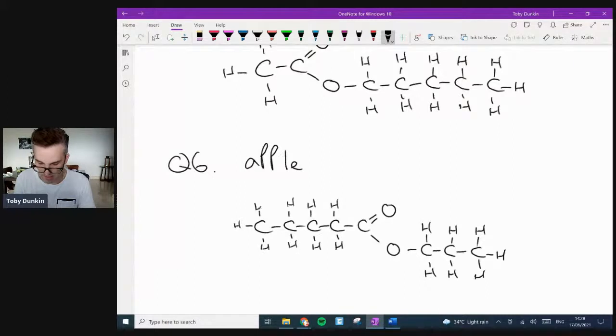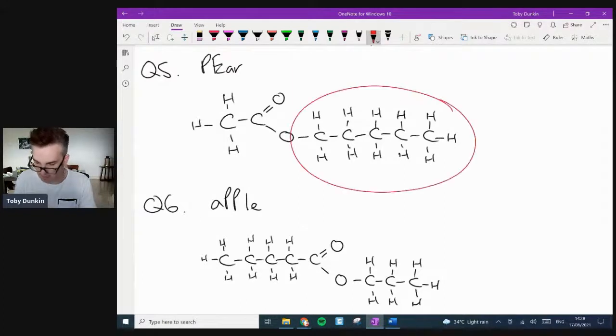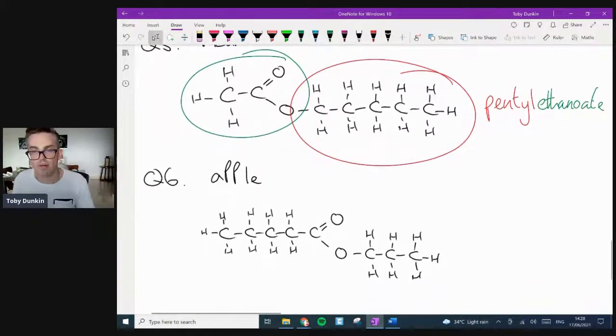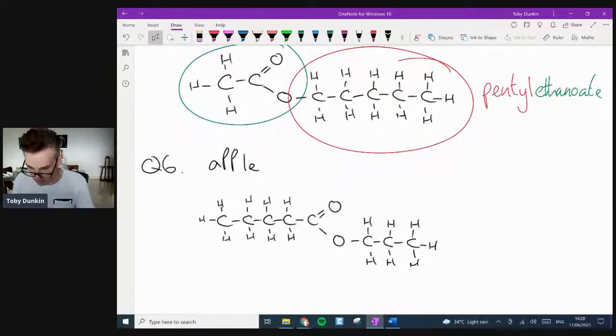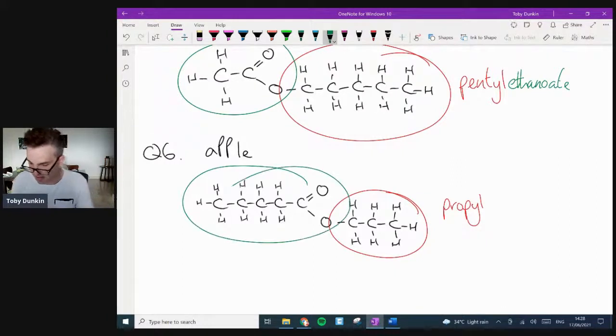This brings me to the end of my lesson, folks. So the first one, pear drops. This is pentyl. It's got a big, long chain here. This is pentyl. -yl means branch, remember. Pentyl, 2 carbons, ethanoate. And that's pear. Well done, Owen. Well done, Zyna. Well done, Callista. Good job. And apple is funny because it switches them. So this time you've got a propyl, and then pentanoate. Well done, guys. Great progress. Really happy with that.